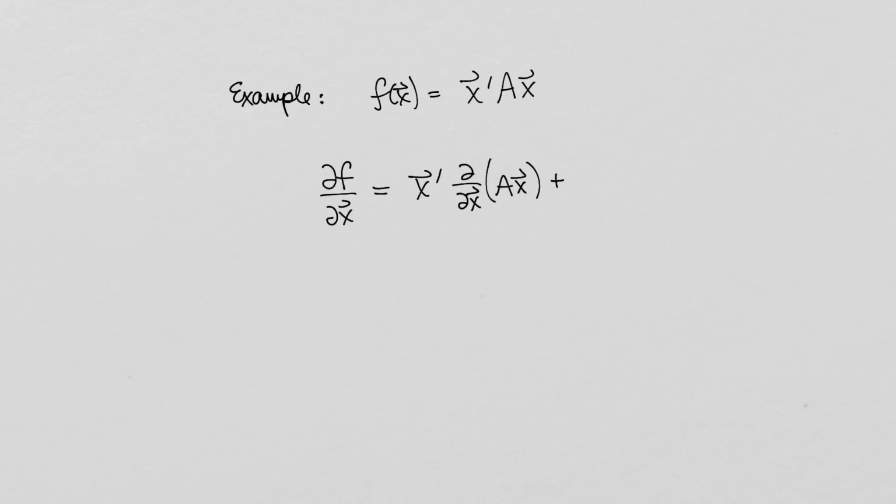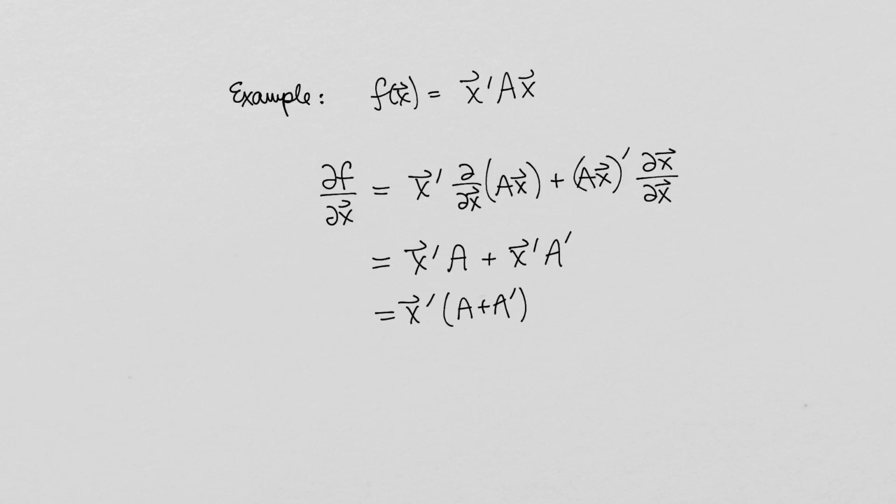For example, if f of x is x transpose Ax, then we can apply the product rule and find that the derivative of f with respect to x is x transpose times the sum A plus A transpose. Let's see how this looks written out.